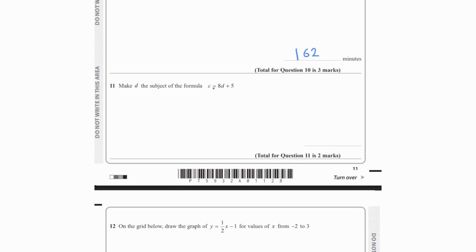Question 11, make D the subject of the formula. So we want to rearrange this equation. I'm going to subtract 5 from both sides. I want to get D on its own. That gives me C subtract 5 on the left is equal to 8D. Then I'm going to divide both sides by 8. I need to divide everything on the left by 8, so I show that using my fraction bar. And that would be my answer, C subtract 5 over 8, like that.